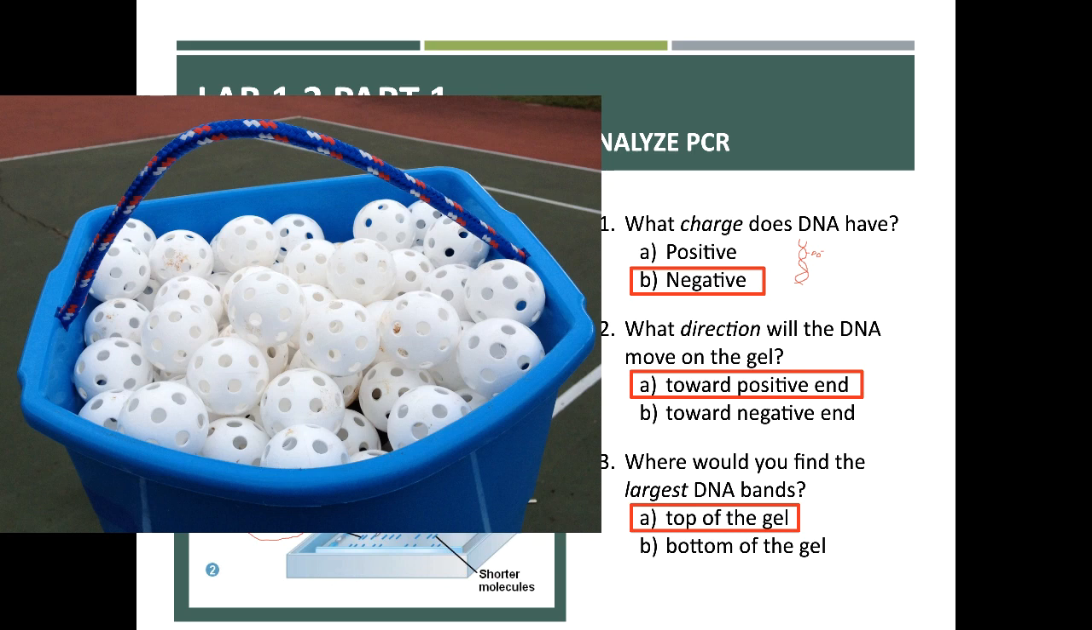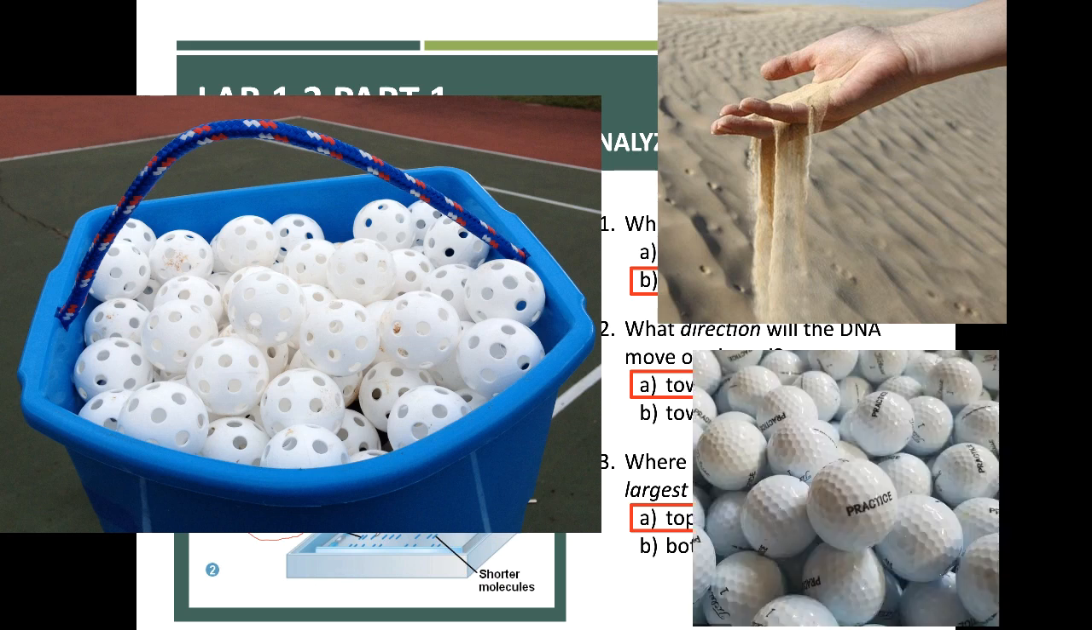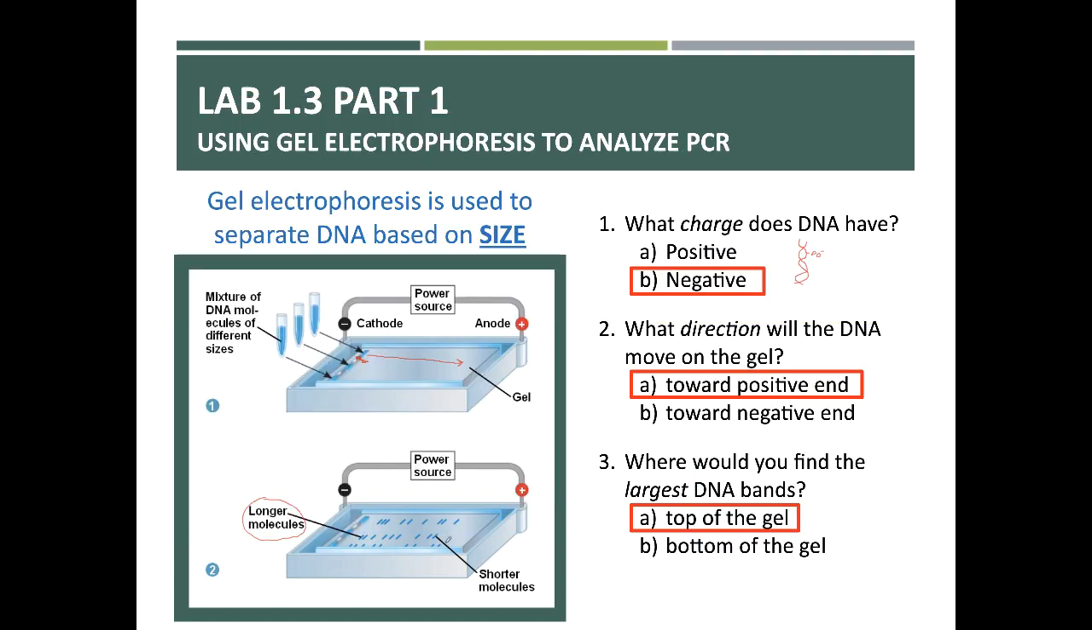And he said if you took a piece of sand, that sand would go right through there because there's nothing impeding the movement of that sand. But if you took a golf ball, a golf ball will eventually move through that tub of wiffle balls, but it's not going to move quite as fast. And that's what's happening here. The smaller DNA molecules represent the sand in my analogy, and so they move through the gel pretty quickly. And so they're going to be found near the bottom of the gel because they are not impeded as much as they move through the gel.